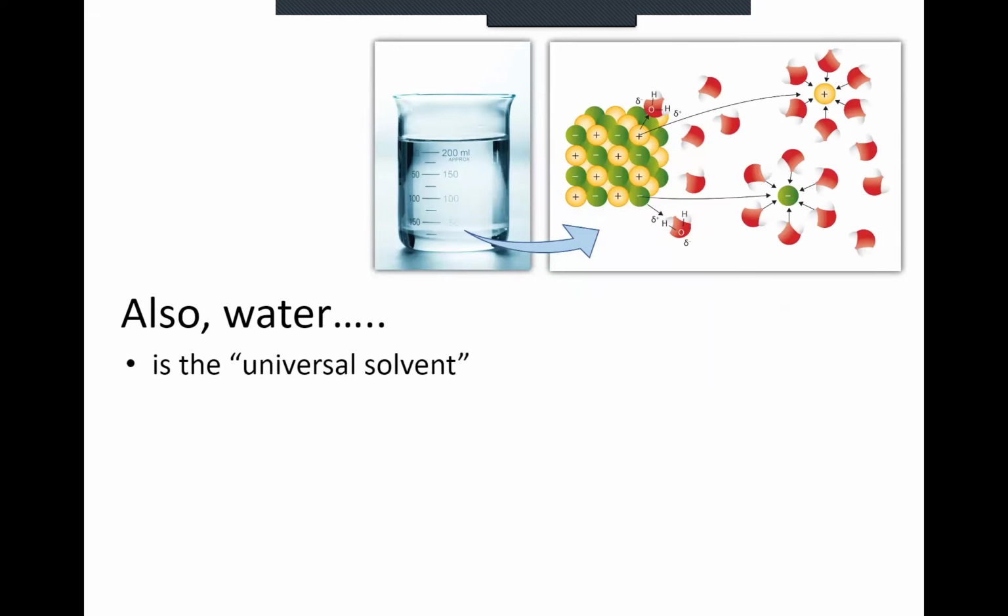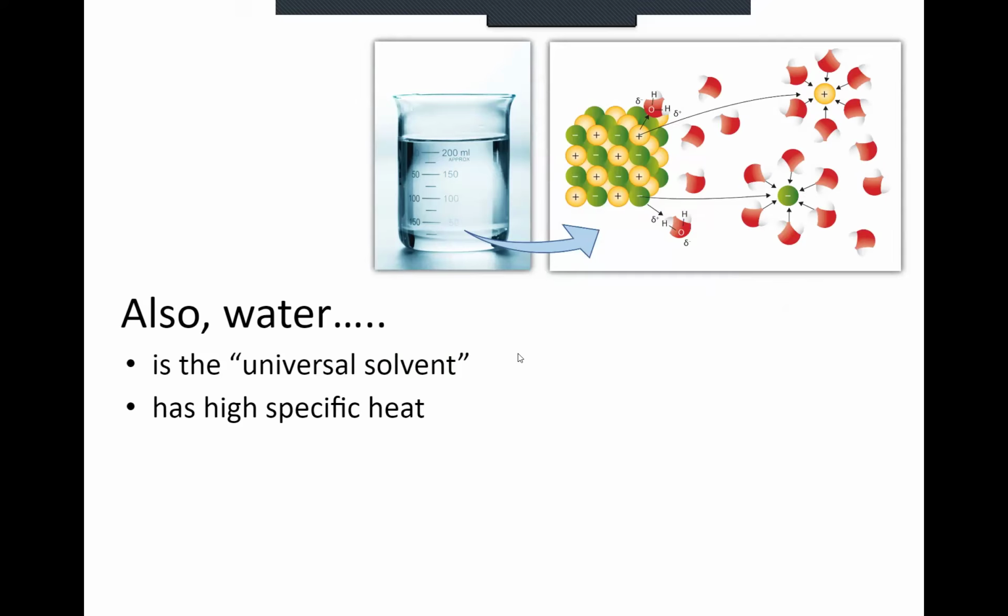Other things unique to water, it's known as the universal solvent, meaning it can dissolve just about anything. And pictured here, you'll see both a negative ion being attracted to water, particularly the hydrogen side of water is attracted to the negative ion, and a positive ion being attracted to the other end, the oxygen end of water. Water can attract both and dissolve them.